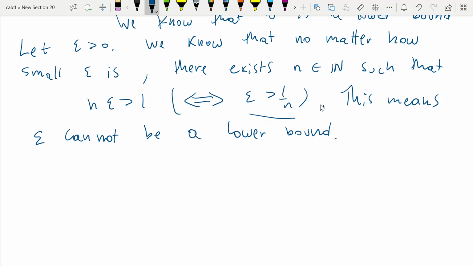And here's the thing. Why do we know that n epsilon is greater than 1 for at least one n? In fact, for infinitely many. That boils down basically to the Archimedean property, which is what we're going to see and discuss in a little while.